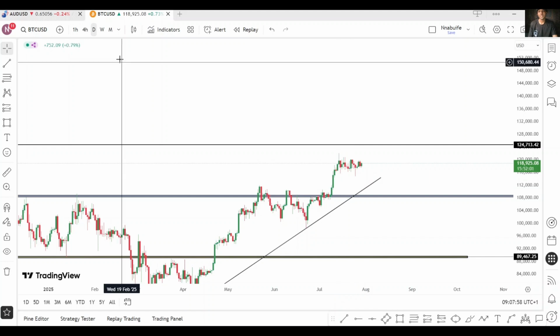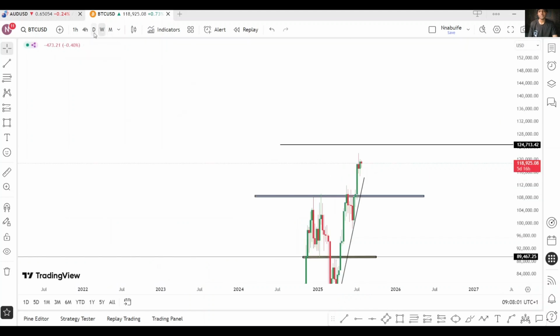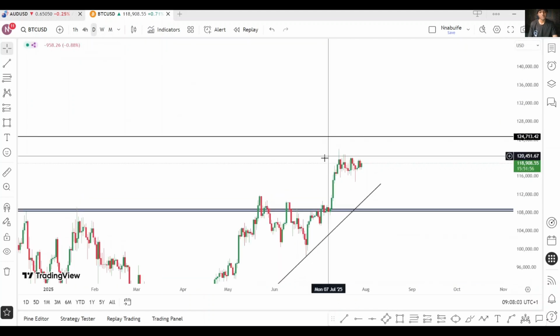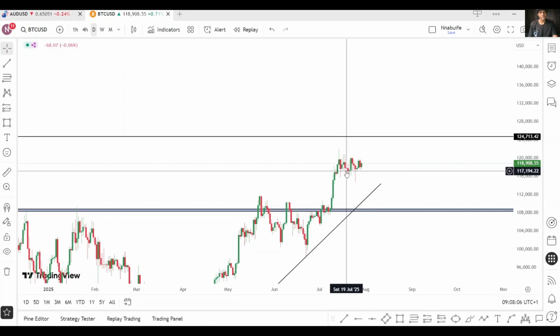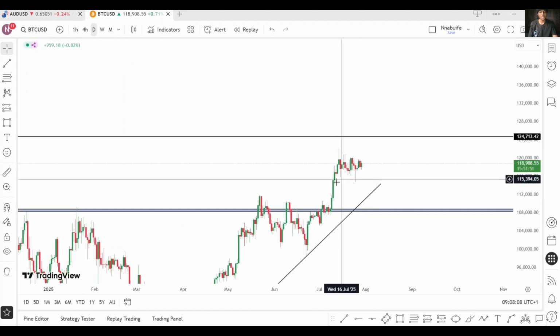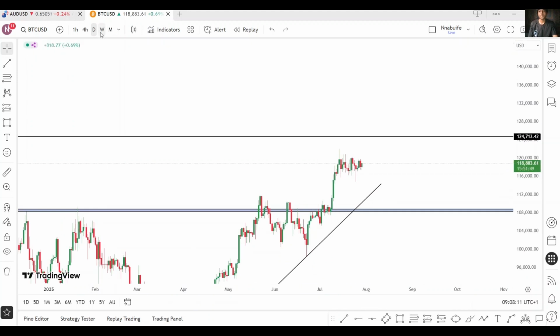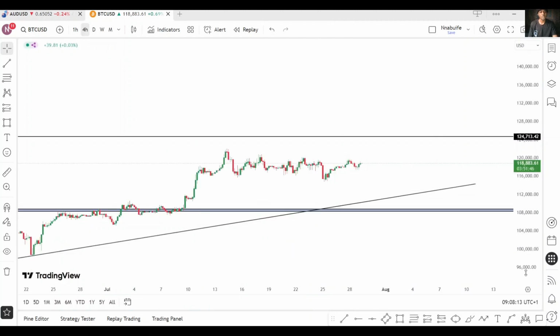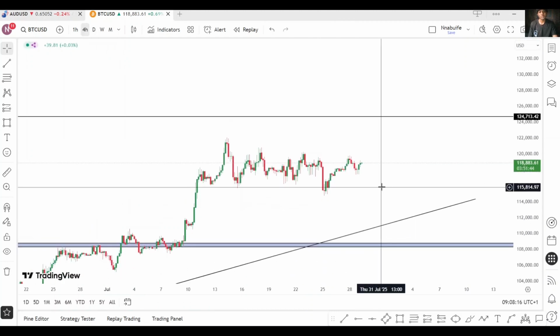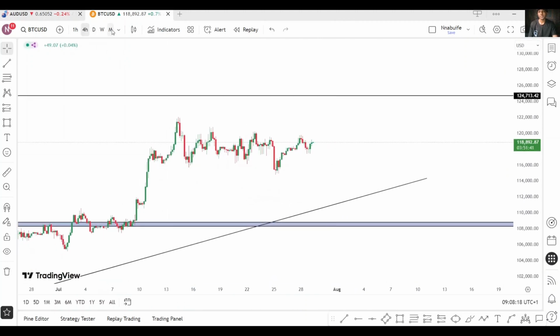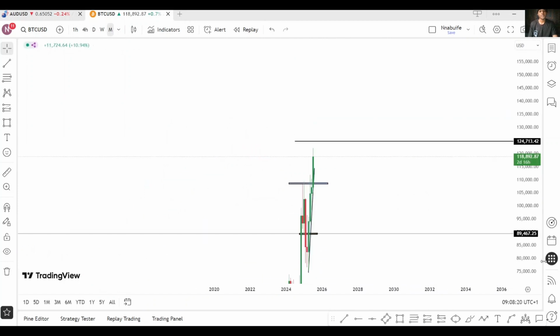BTCUSD is indecisive at the moment. We've been ranging for almost 16 days. There's nothing to do on BTCUSD. Do not press buy or sell. The pair is confused at the moment. So that's that for BTCUSD.